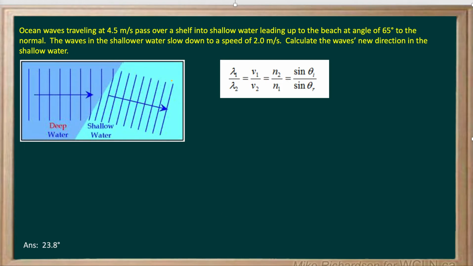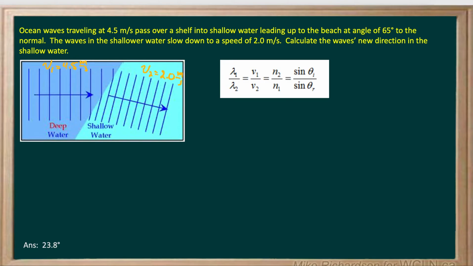Okay, so here we have ocean waves traveling at 4.5 meters per second. So in the deep water, their initial speed is 4.5 meters per second. And when they pass into shallow water, the speed slows down to 2.0 meters per second. Now the angle of incidence for the waves traveling into the shallow water happens to be 65 degrees to the normal. So what does that look like?